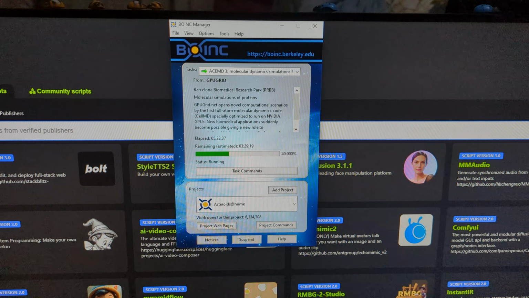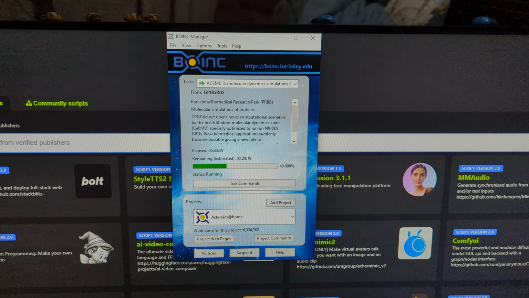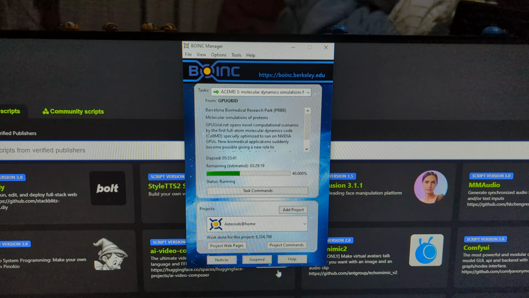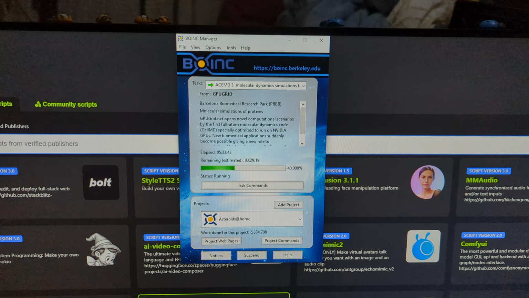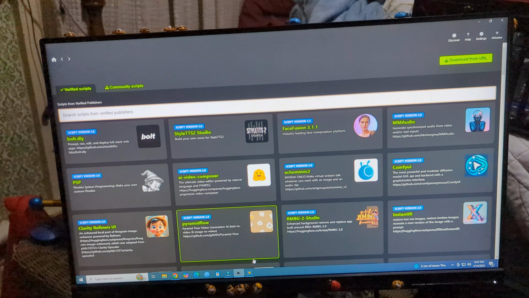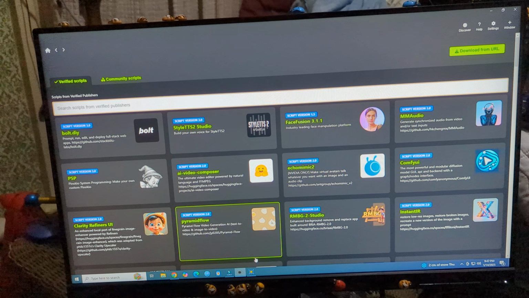Geez, maybe this is why Stable Diffusion isn't running as quick as I wanted it to. I keep having frickin' GPU grid running in the background. What the heck, Nev? Alright, so here you can see what we got.